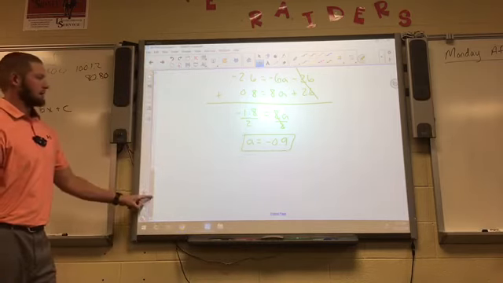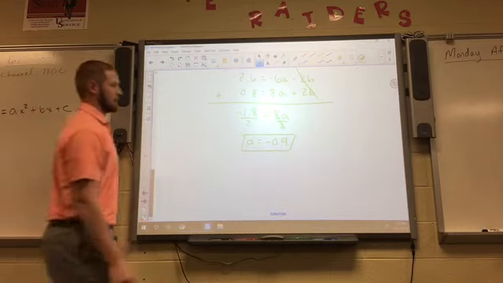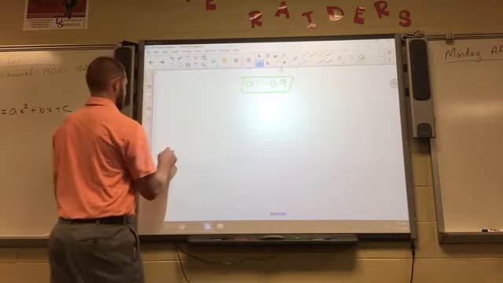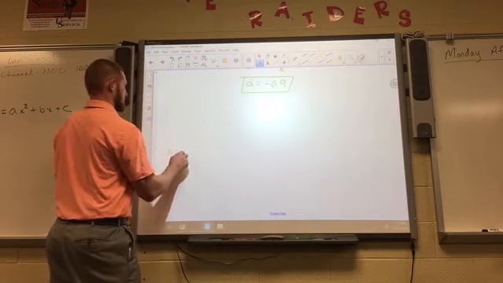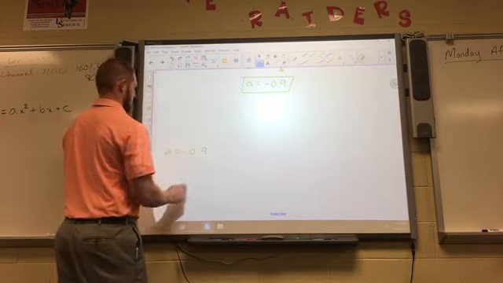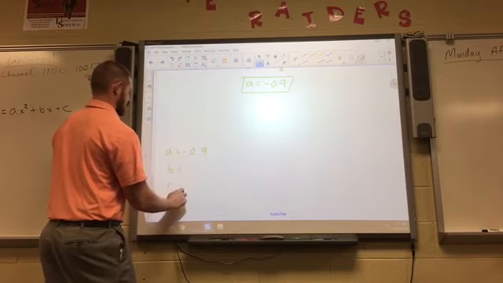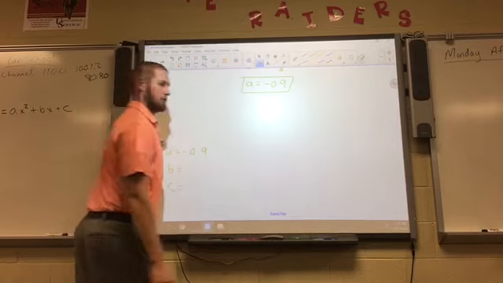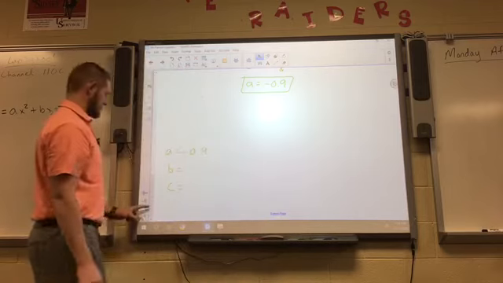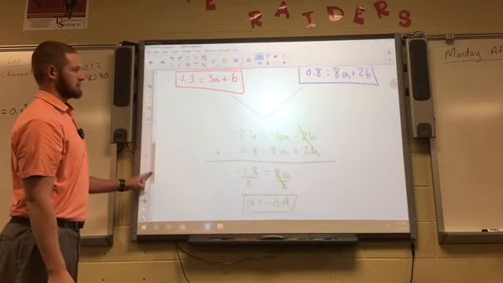Okay, so I'm going to make a list. I think I'm going to make mine down here. A equals negative 0.9. Okay. Do you guys think you can find B and C? Try to find B and C.